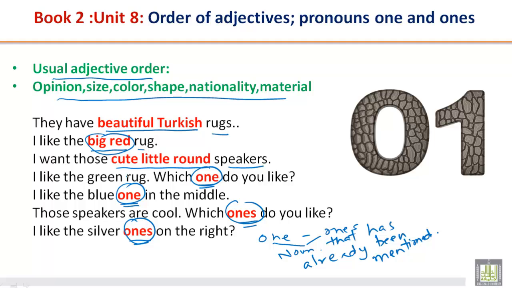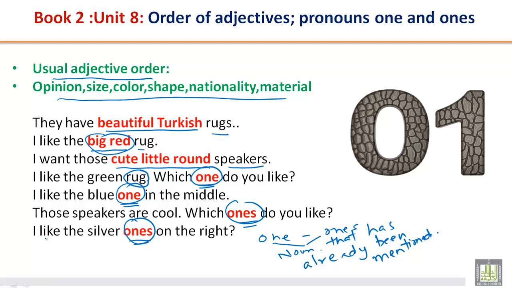So if you see here, I like the green rug. What is the noun here? Rug. Which one do you like? So here one refers to the noun rug. We use one in place of a noun that has already been mentioned, or that is known from the situation. And we also use it to contrast two things of the same kind.